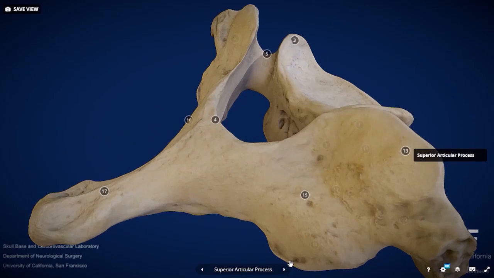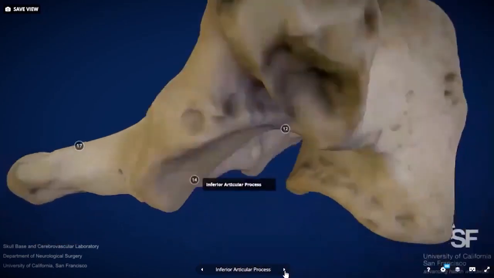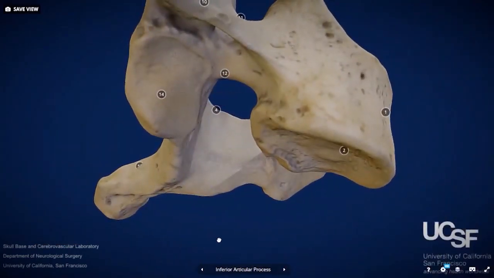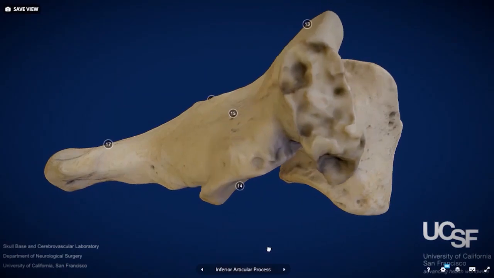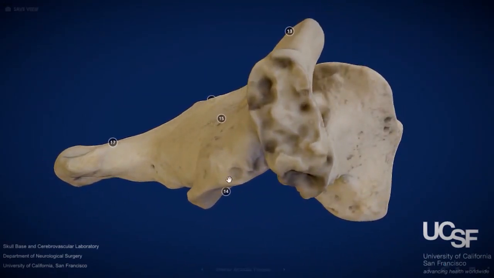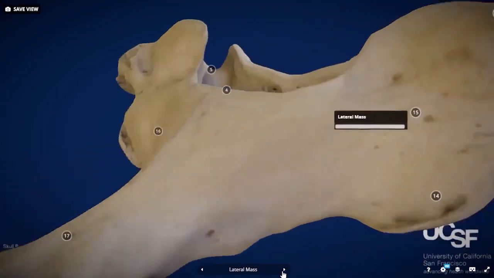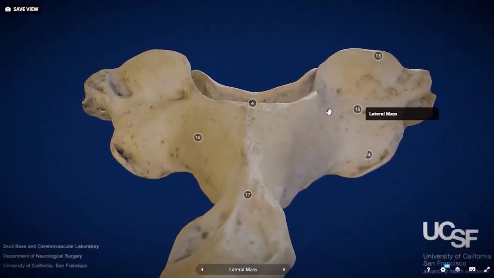Now, the superior articular process and the inferior articular process tend to go in a more coronal direction, meaning that they tend to go more vertical than the upper segments of the cervical region. And apart from that, we already mentioned also the lateral mass, which is in between the superior articular and inferior articular process.